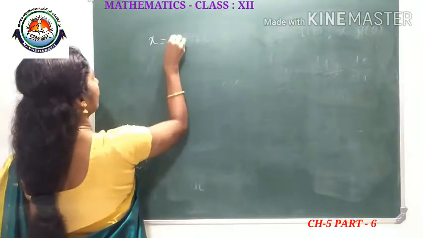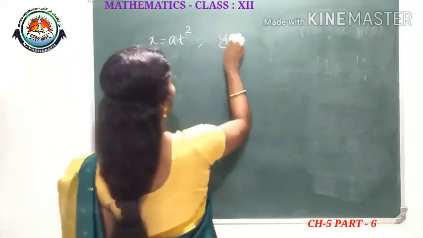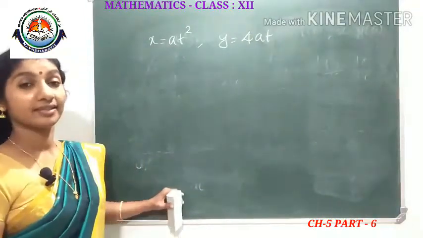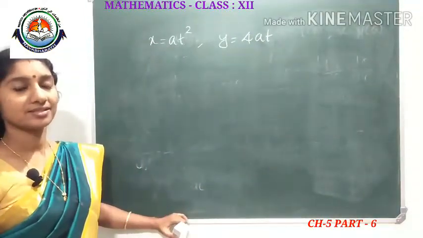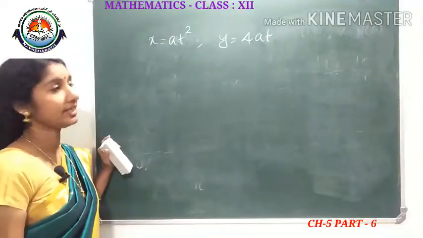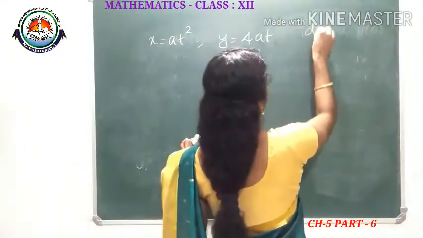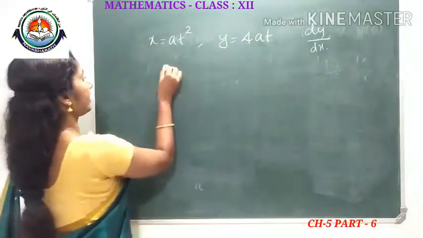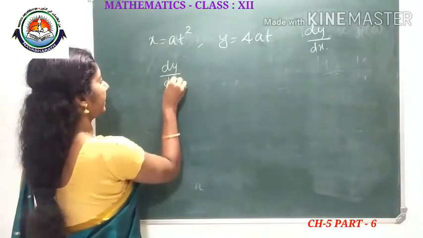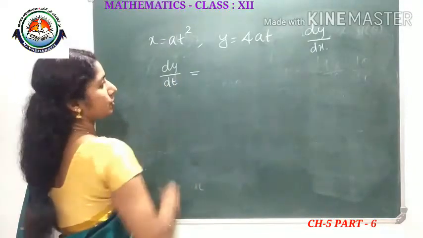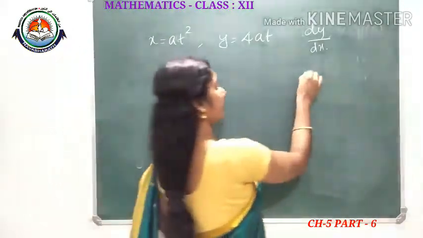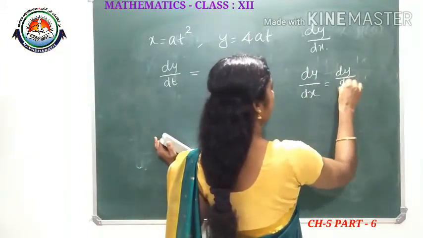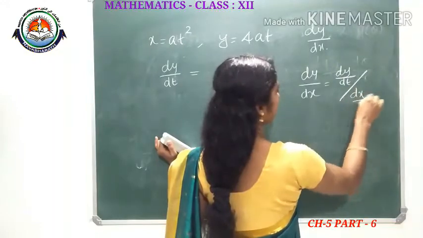x equal to at square, y equal to 4at. Find the derivative. That means the derivative of y with respect to x. We need to find dy by dx. What do we need to do to find dy by dx? dy by dx is equal to dy by dt divided by dx by dt.